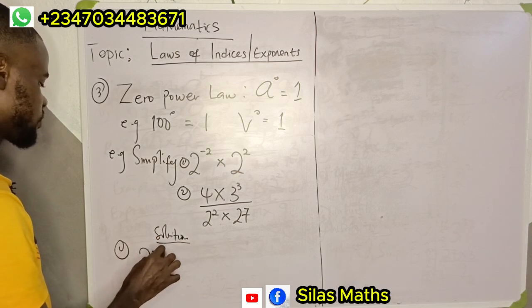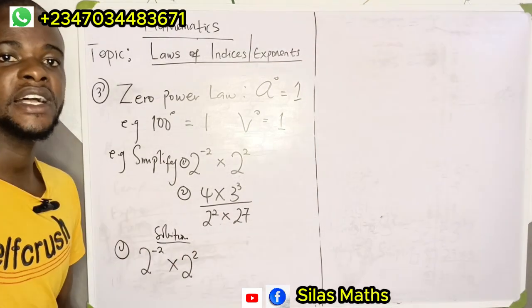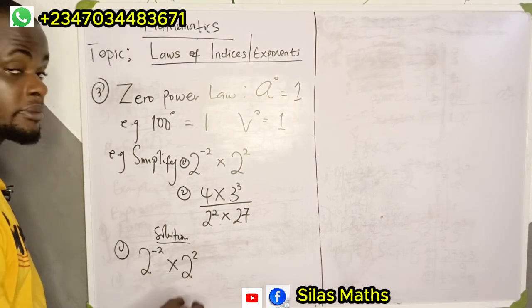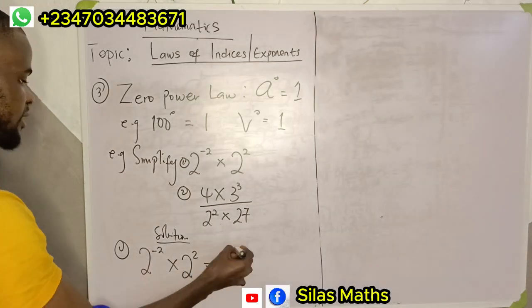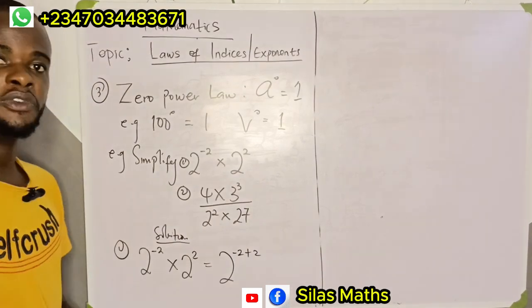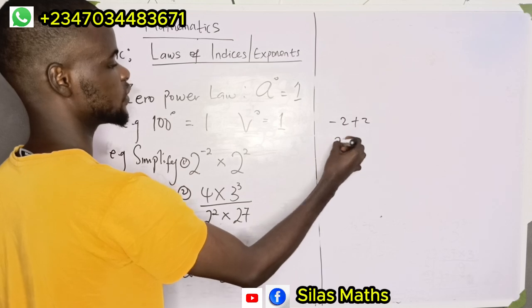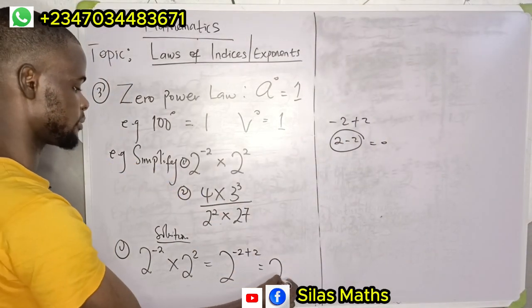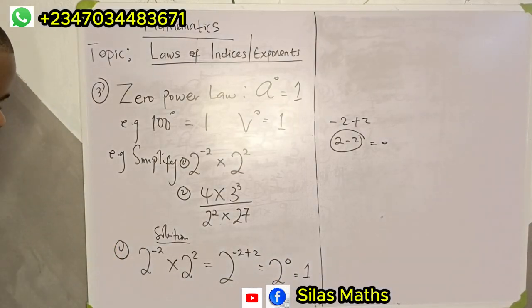2 to the power of minus 2 times 2 to the power of 2. Remember, the law says that whenever they are multiplying and they are of the same base, we pick one base and add their powers. So we pick one base, which is 2, and add their powers. I have minus 2 plus 2, which will give us 0. Saying minus 2 plus 2 is the same as saying 2 minus 2, and that is equal to 0. So this will give me 2 to the power of 0, and the final answer is 1. Yes, final answer is 1.